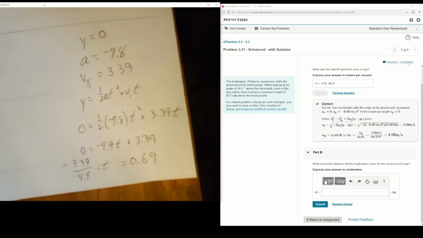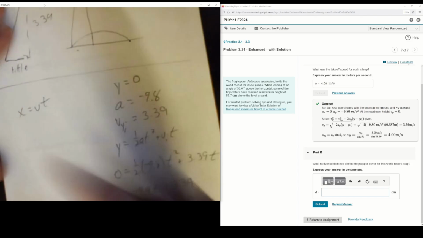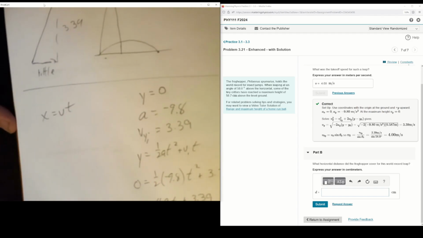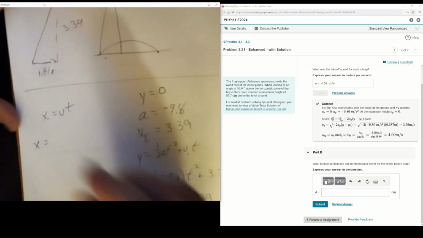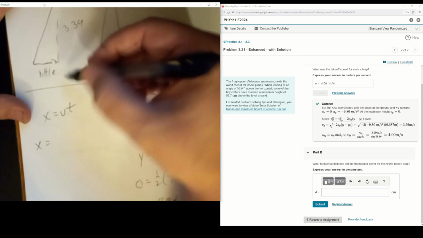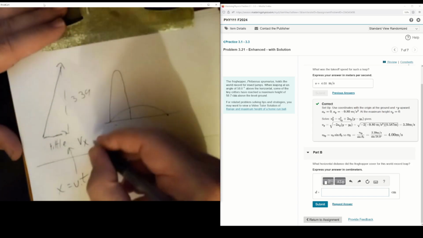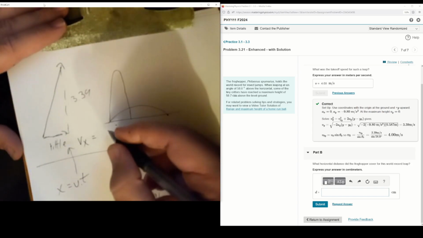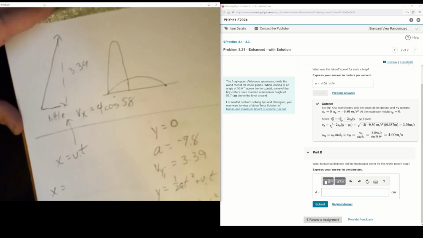The total time in the air. Remember, in the x direction, the only equation we have is x equals vt. They want us to know what x is. Now we do need to figure out, remember I said this is a little displacement, little velocity. We do need to figure that out. That x component is going to be the hypotenuse, which was 4, times cosine of this angle, 58 degrees. Let me just explain that clearly.